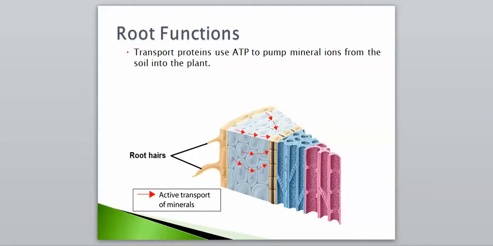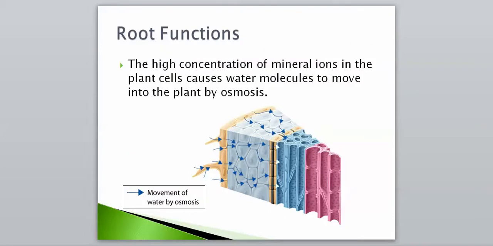The next step, after that happens, is that the high concentration of mineral ions in the plant cell causes water molecules to move into the plant by osmosis. So it's kind of a joint effect here. Because there are more minerals inside, there's less water, so the water just flows right in. That's initially how minerals and water get into the root.